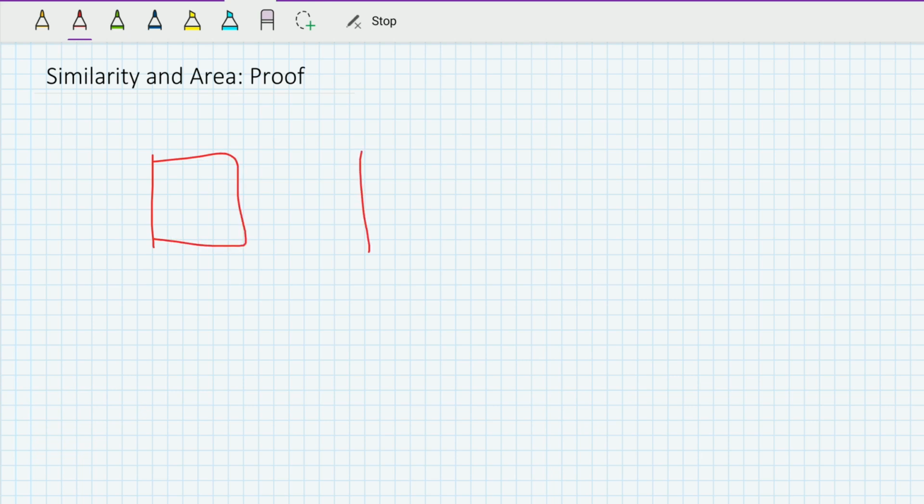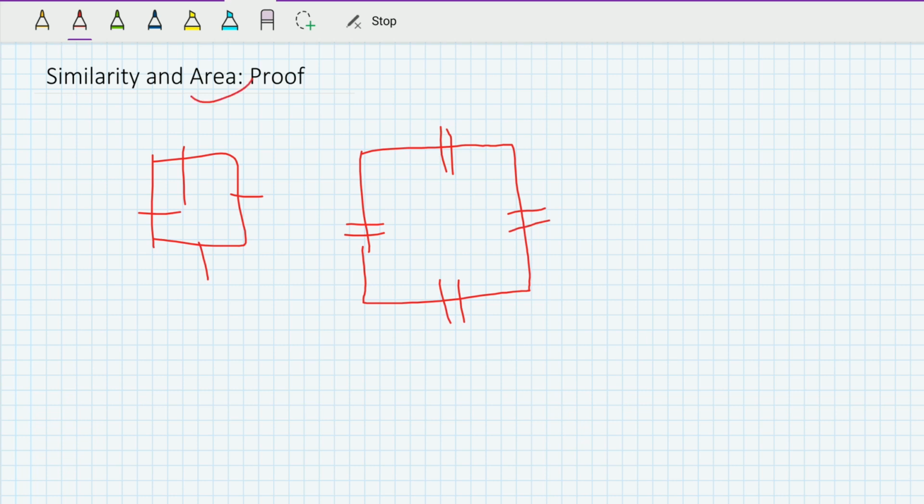The pattern that we get with similarity and perimeter is not found as well for similarity and area. Okay, so same thing as the other one. I'm going to use squares here, just so I can make my life a little bit easier. But I want you to really see that it won't be the exact same pattern. It's actually a little bit different when we deal with area.